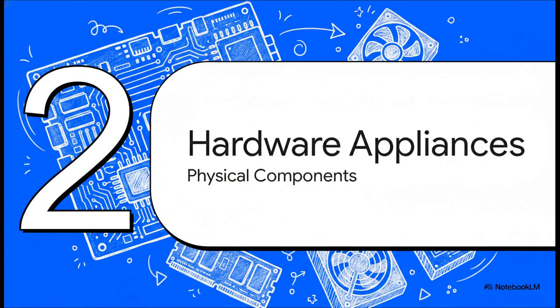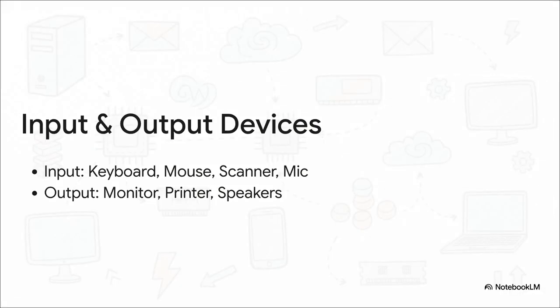Moving right along to Section 2, Hardware Appliances, the physical components. Just like a kitchen, we've got different prep stations. First up, input devices. This is literally how we feed the computer its raw ingredients. When you're typing on a keyboard, clicking a mouse, scanning a doc, or speaking into a mic, you're handing raw data and instructions straight into the system. On the flip side, we have output devices. Once the kitchen has cooked up your data, it serves the final dish through these. That's your monitor displaying a graphic, your printer spitting out an essay, or your speakers blasting an audio file. Raw ingredients in, final dish out.